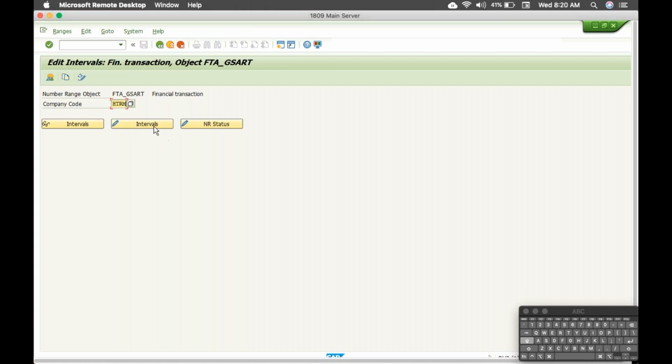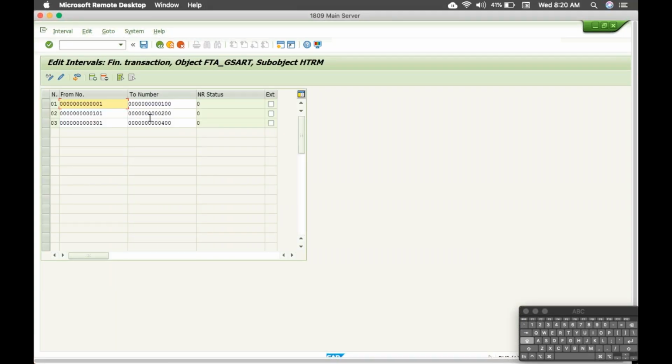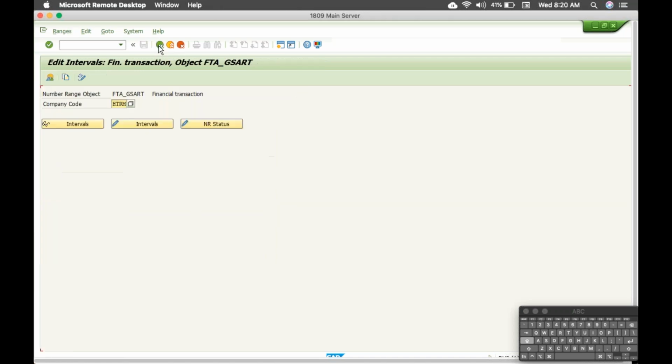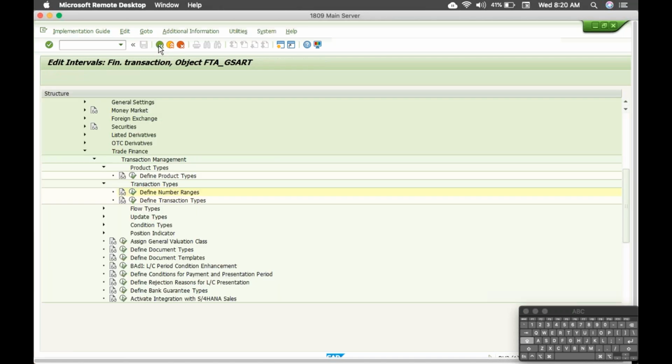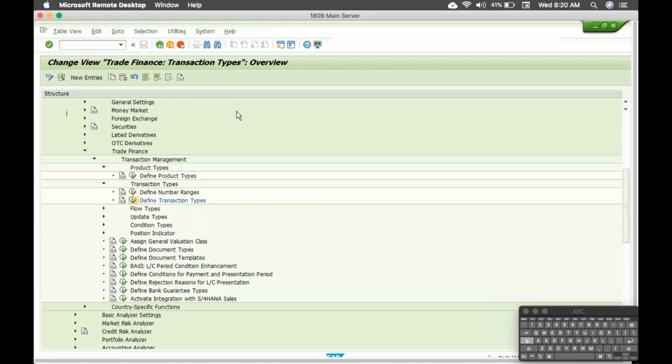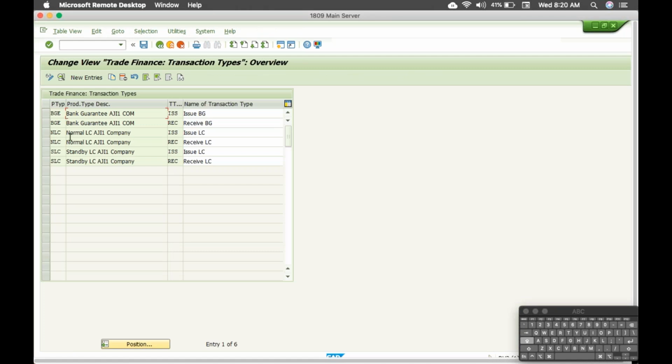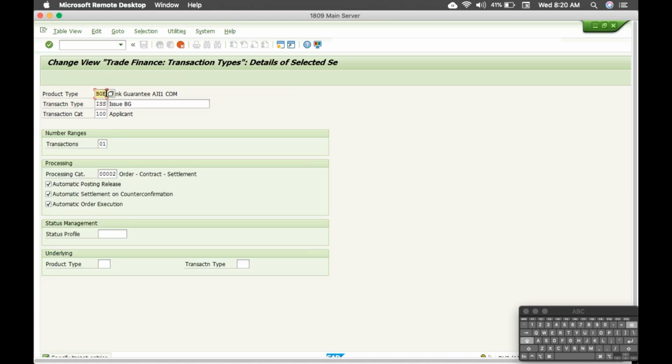Then enter the company code, create the number range interval, whatever we require, and save it. Define transaction types. In the transaction types, you can see bank guarantee. Here, issuer and receiver, two things are there. In both cases, the LC as well as bank guarantee, issuer is there, receiver is there, because it is trading between both the parties. So copy this, change your product type.